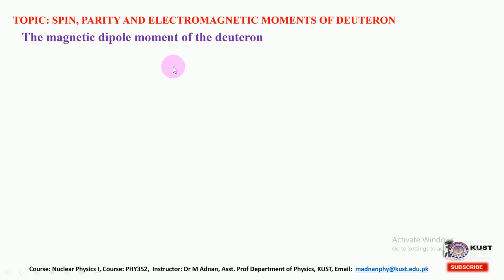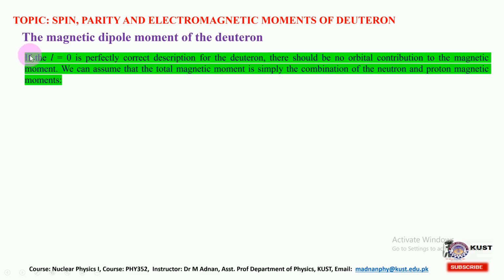proton-neutron interaction system. Now, if you remember on the last slide, I told you that we have two possibilities, L equal to 0 and L equal to 2. So if L equal to 0 is a perfectly correct description for the deuteron, there should be no orbital contribution to the angular momentum. As I told you, the total angular momentum I is the sum of Sn plus Sp plus L. So if the total angular momentum I is 1, that means this L should be 0.